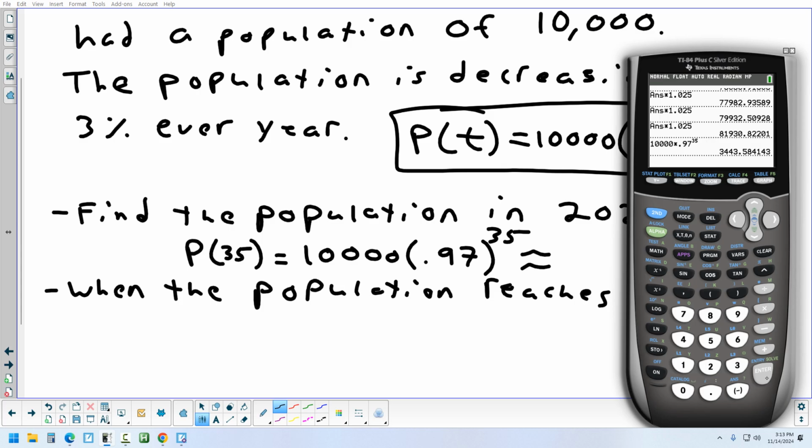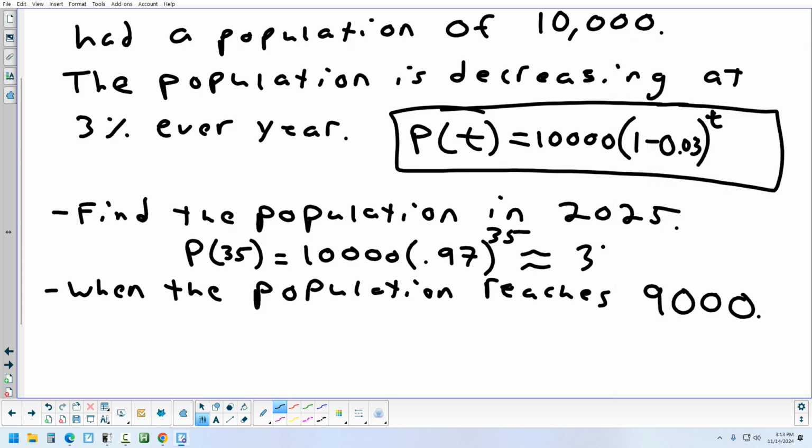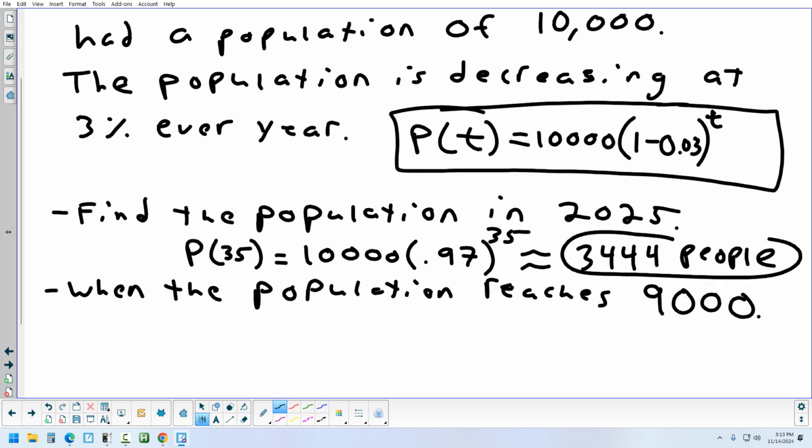3,444. 3,444 people. Yep. Okay, so we filled in for the time, we solved for the people. Now we're going to fill in for the people, solve for the time. So this 9,000 is going to get plugged in on which side of the equation? The left. Yeah, it's going to get plugged in for the left.